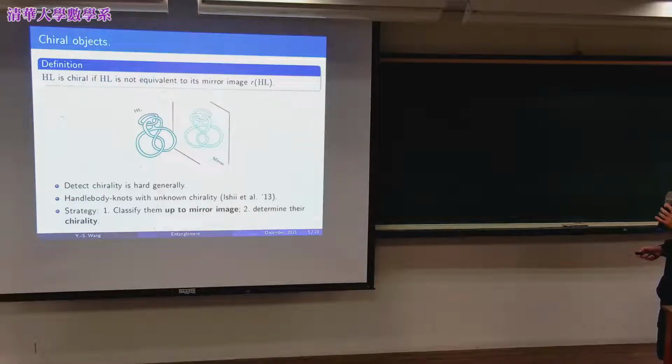So in view of this, we divide our classification problem into 2 steps. The first step is to classify them up to mirror image. So at the first step, we don't care about whether it's equivalent to its mirror image, because detecting chirality might not be easy. And if we can achieve it, we then try to determine their chirality if possible. Okay? So is everything clear so far?